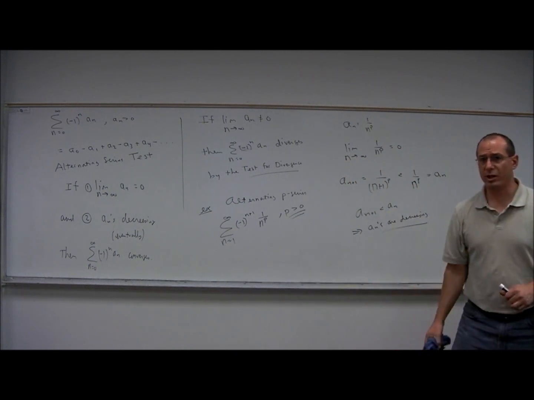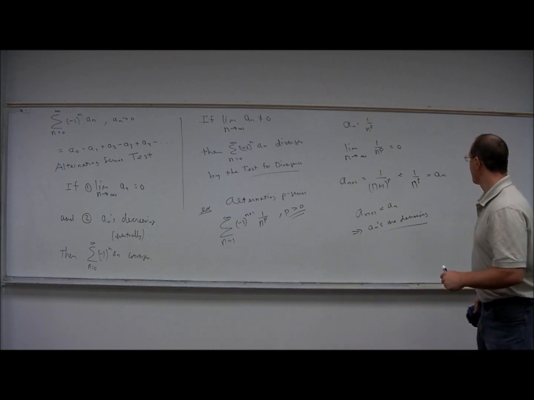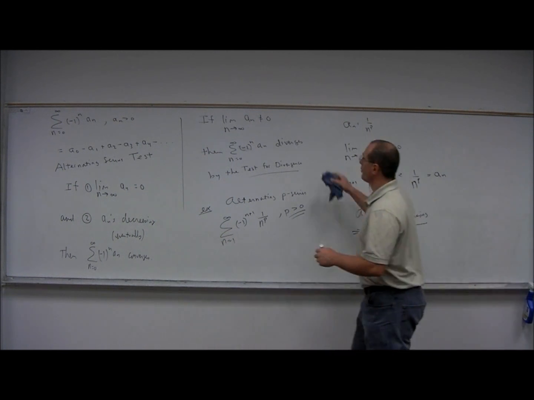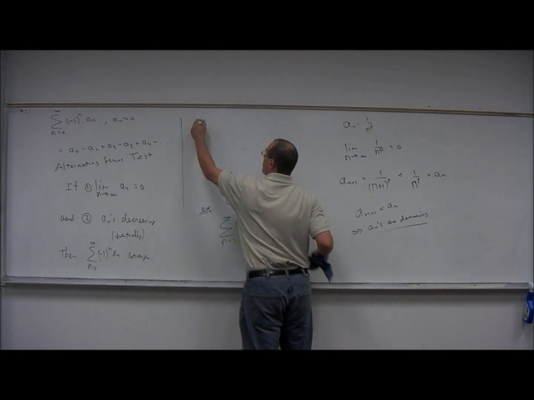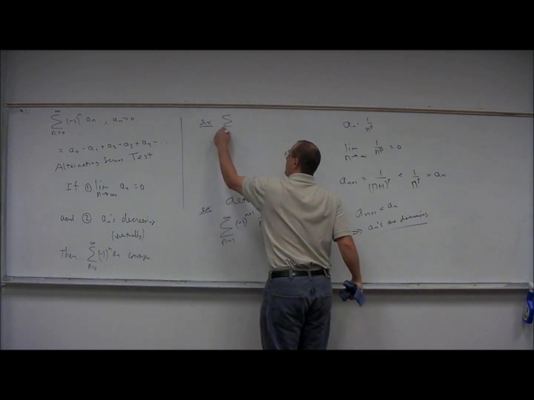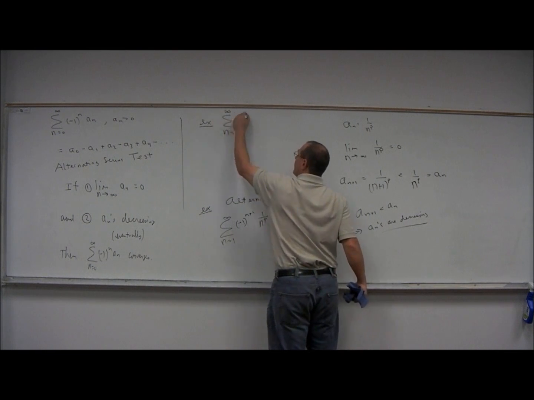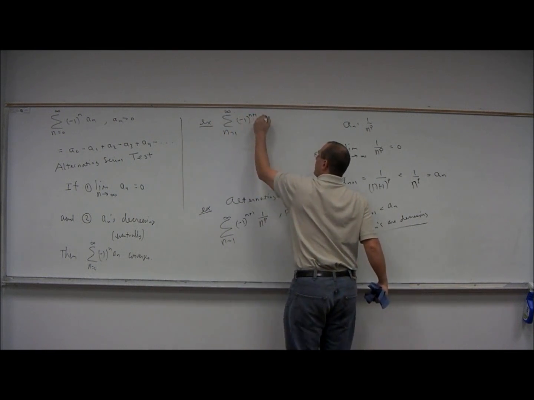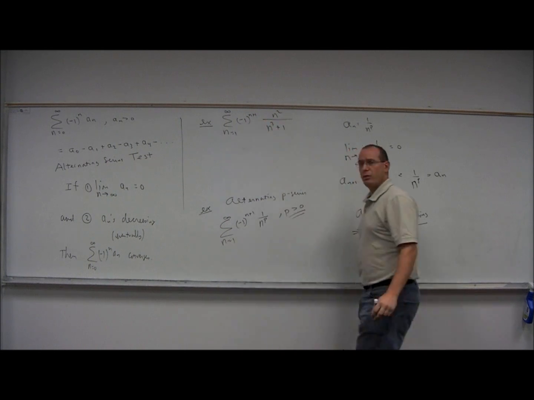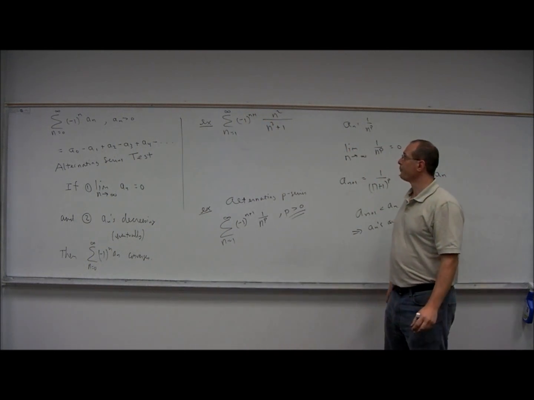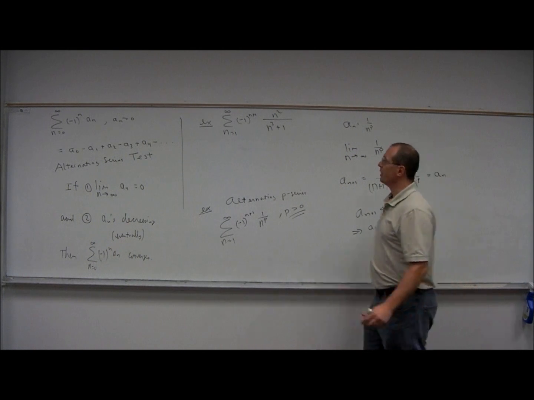So let's look at a more intense example. Suppose that we have the summation n equals 1 to infinity, negative 1 to the n plus 1 times n squared over n cubed plus 1. Here we have an alternating series.